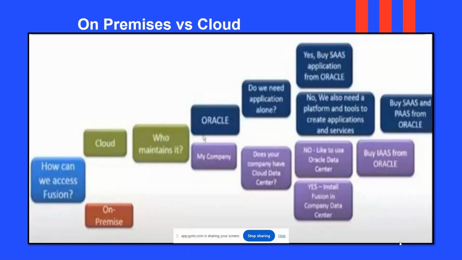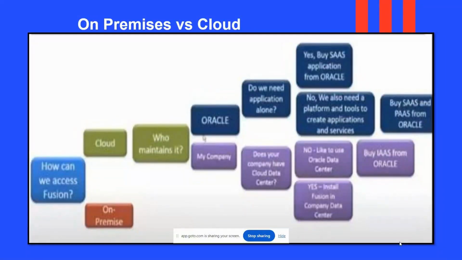Earlier, in the on-premises model, if the employee was not inside the office building or the premises itself, they could not use the software. So again, Oracle identified this problem and moved from on-premises software to cloud software. This is how the Oracle Fusion Cloud comes into the picture.